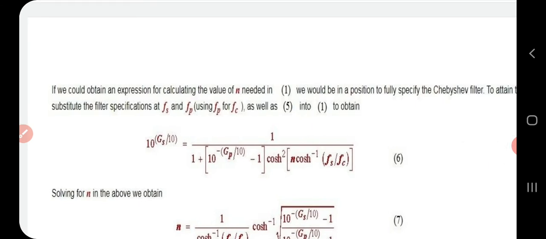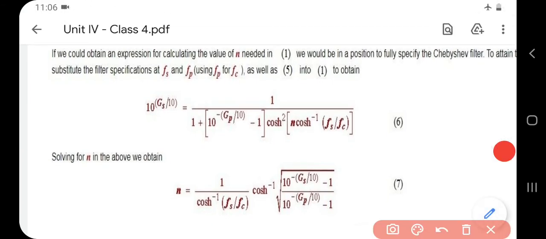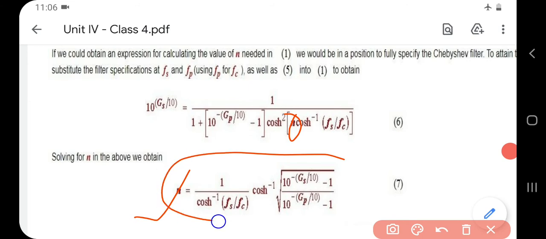Next we are going to substitute the filter specifications at Fs and Fp. That is, we are using Fp instead of Fc, and then by using equation 5 in 1, that is, after writing this, you have to write substituting equation 5 in 1 and then replacing Fp for Fc, we get this expression, that is 10 raised to Gs by 10 equal to 1 by this expression, and finally solving we get an expression for this n as this. This equation is important.